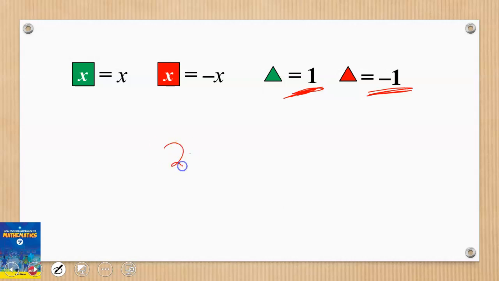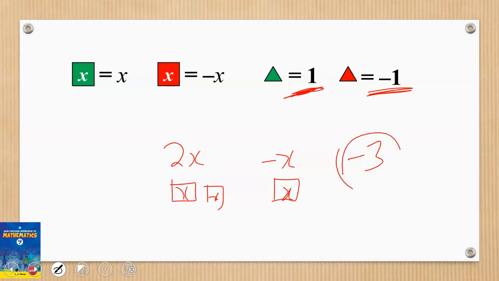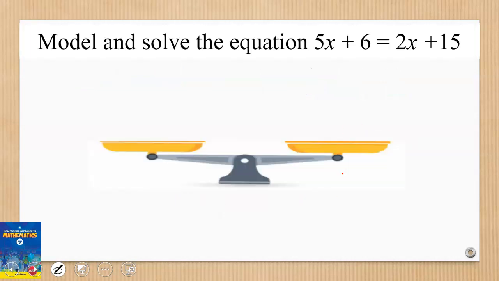For example, if I say 2x, then it means I need 2 of the green x, okay? And if I show negative x, I need a red x. And if I say negative 3, I need 3 of the red triangles, in that order. Now let's take an example and see how it works.